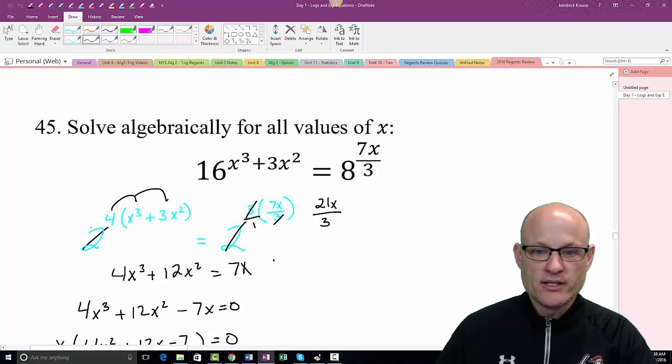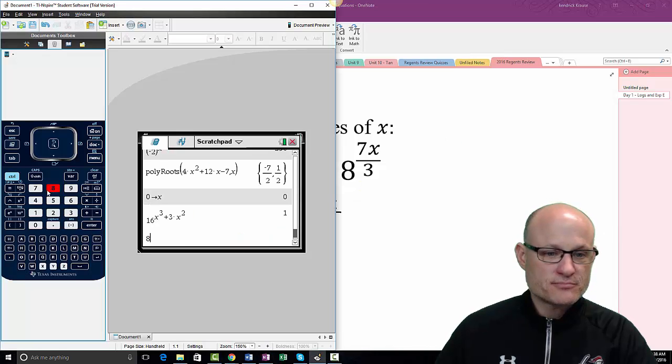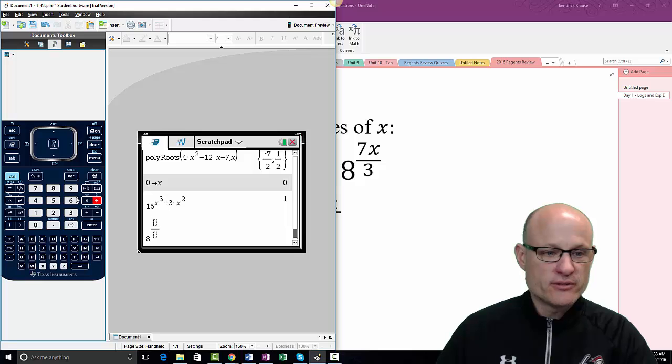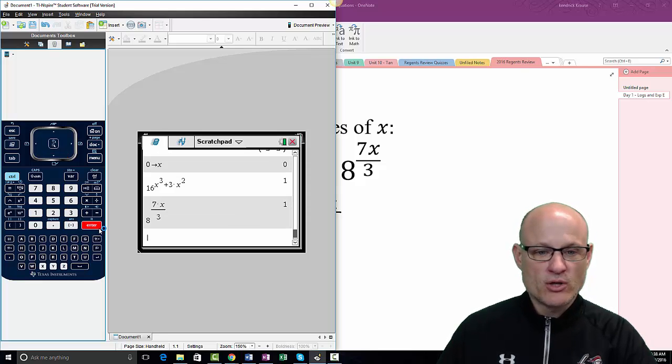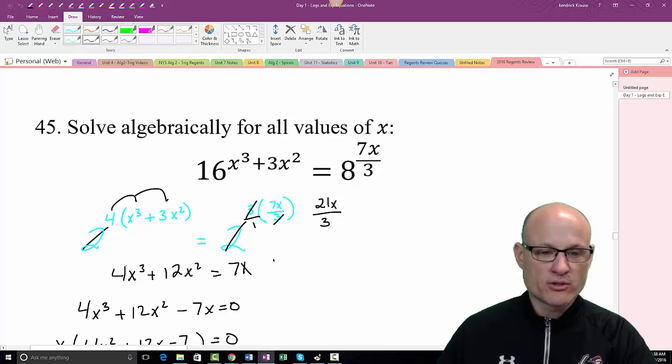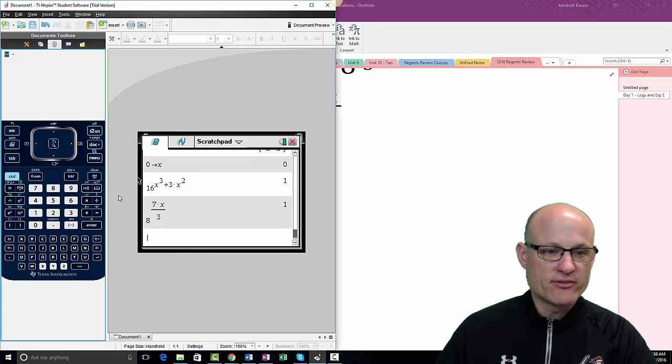It's 1. And then 8 raised to the 7x over 3. 1. Okay, that one worked. So 0 is an answer. And my next answer is negative 7/2. So I'll do negative 7 divided by 2, control var x.